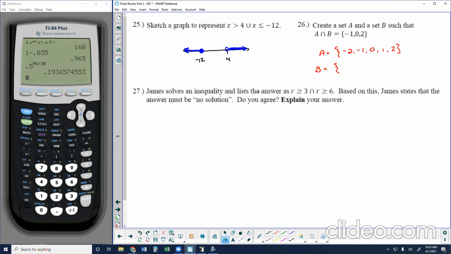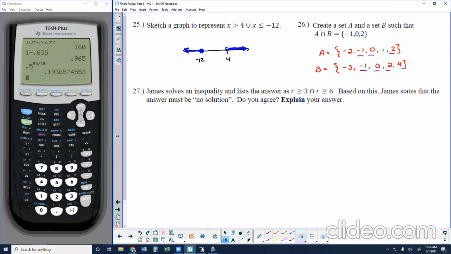So let's say B is negative 3, negative 1, 0, 2, 4. So this would be a good example. Your example could be entirely different, but this would be a good example of sets because the terms that they have in common in each of the sets are negative 1, 0, and 2, and only negative 1, 0, and 2.